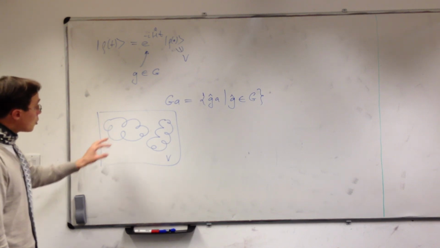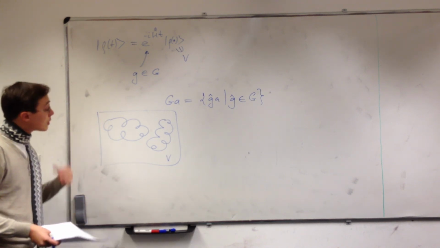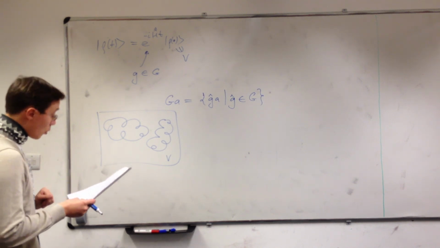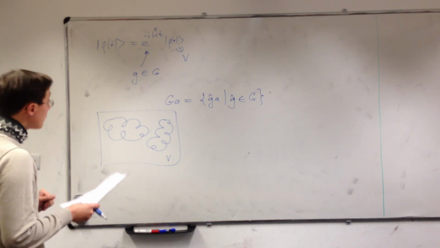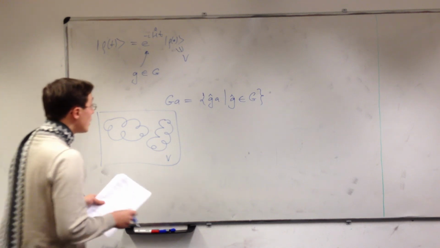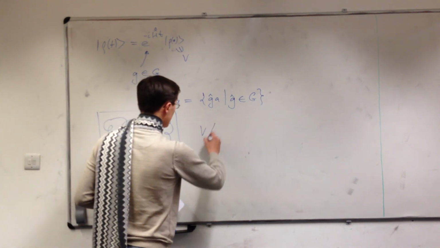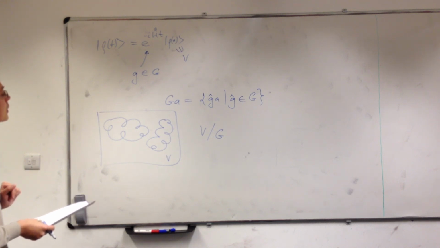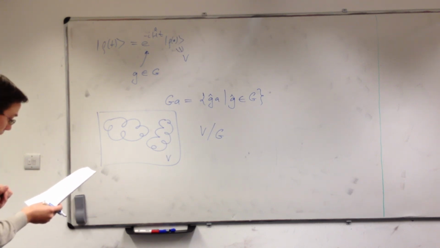Interestingly, the set of these orbits is actually a space in itself, and it is known as the orbit space of that particular group action, and this is denoted as V/G. But that's a technicality, I don't think we'll need it for any specific purpose.